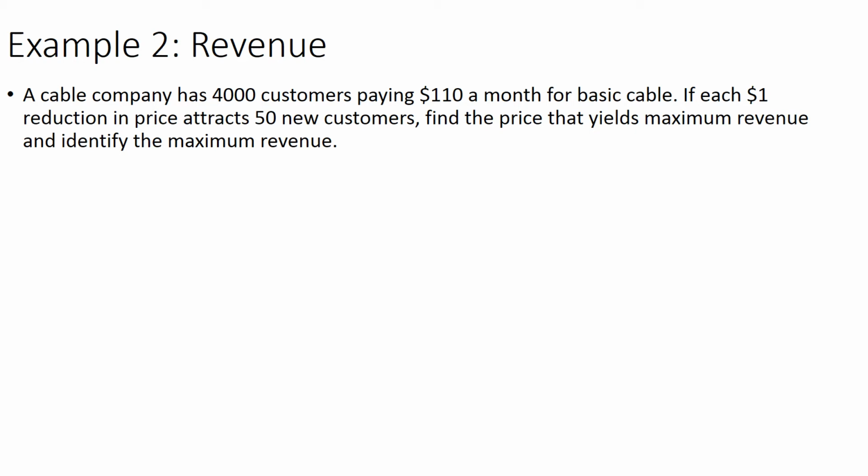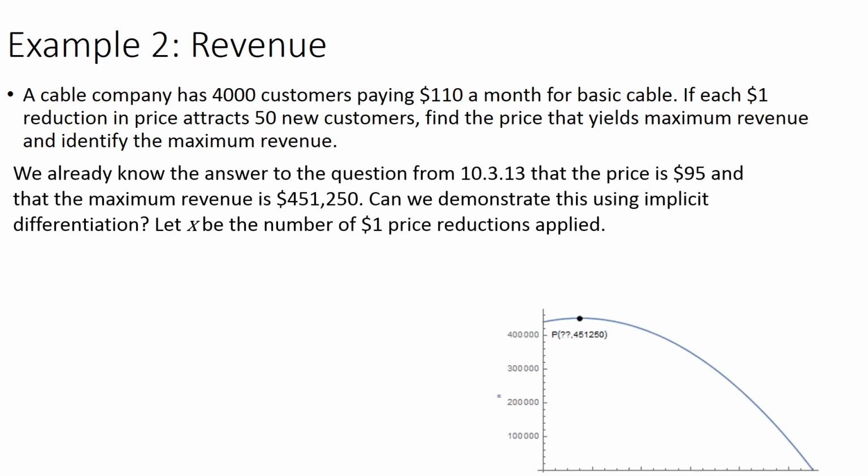So for our second example, we have a cable company that has 4,000 customers paying $110 a month for basic cable. If each dollar reduction in price will attract 50 new customers, apparently your marketing department's been really hard at work, find the price that yields maximum revenue and identify that maximum revenue. So we already know the answer to this question from Chapter 10, Section 3, number 13, that the price is $95 and the maximum revenue is $451,250.